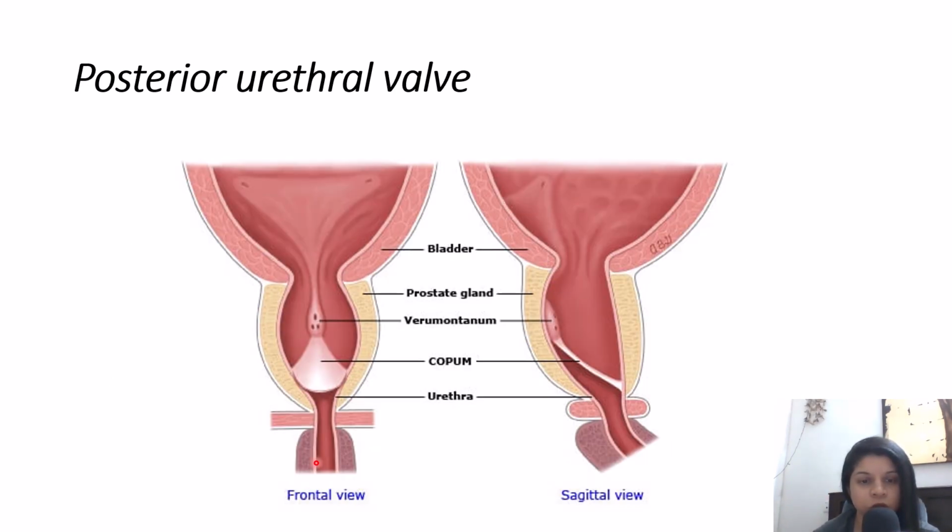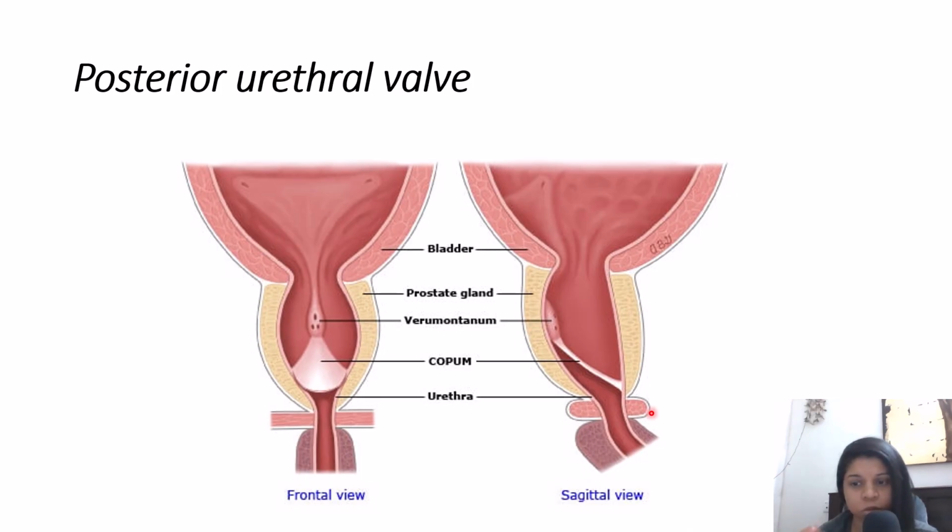What is a posterior urethral valve? It is a very important condition that you have to rule out in a child. If a male child is coming who is not properly passing urine with a proper stream, males have a stream while passing urine, not like females, and the mother is complaining, then you have to do radiology and check whether the patient has a posterior urethral valve.